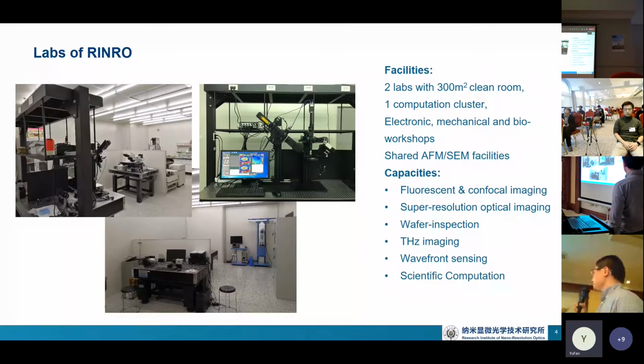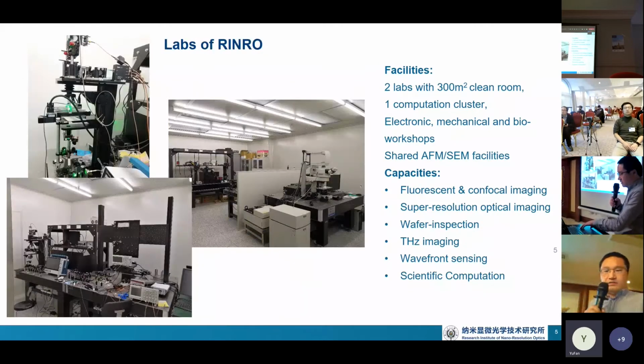We also have some shared big facilities like SEM and AFM with other groups. As for the capabilities of this group, we can do fluorescent, confocal imaging, and super resolution optical imaging. Also, we have systems for wafer inspection, terahertz imaging, wavefront sensing of optical systems, and also scientific computation. These are some pictures of the main facilities.